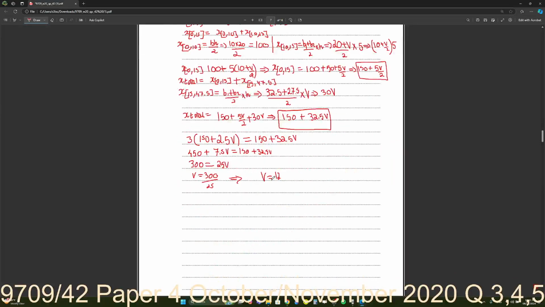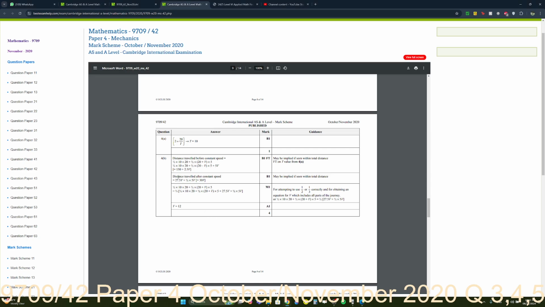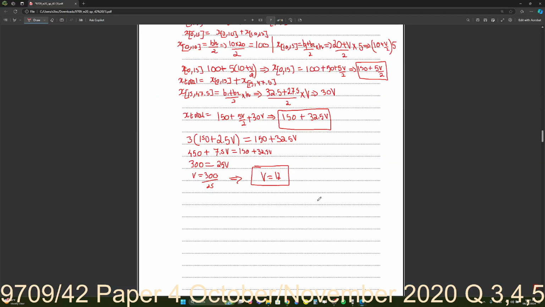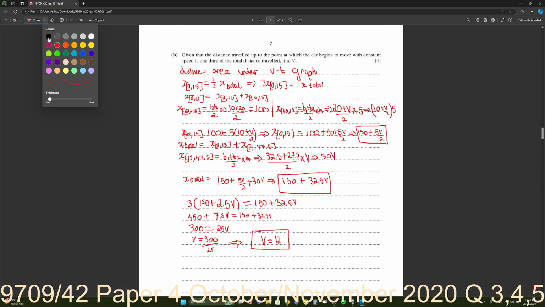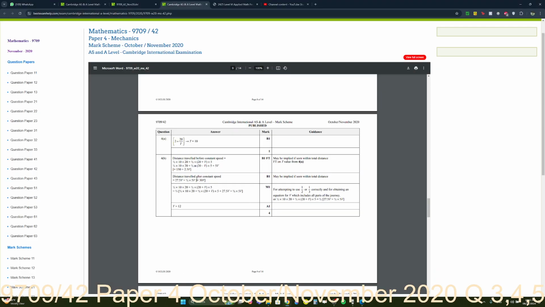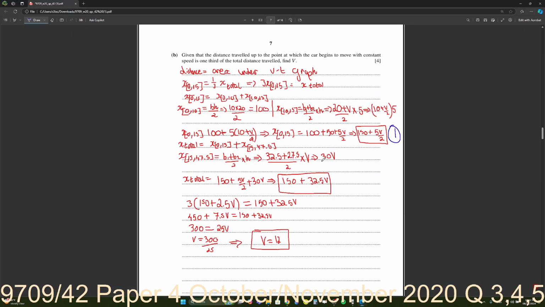Let's see what you would get marks on. The distance traveled before constant speed, so from x 0 to 15. You'd get 1 mark for this. You have to show your work, obviously, guys. 1 mark for distance traveled after constant speed, which is 30v. So 1 mark for this.